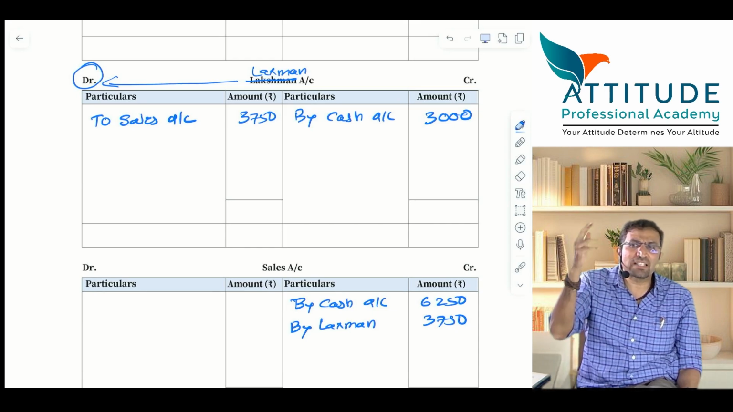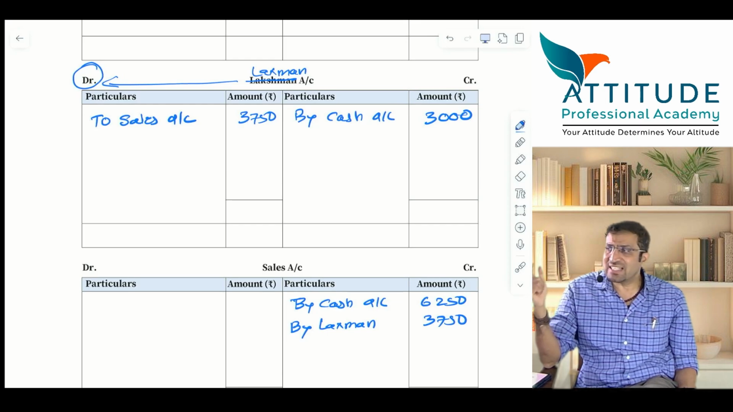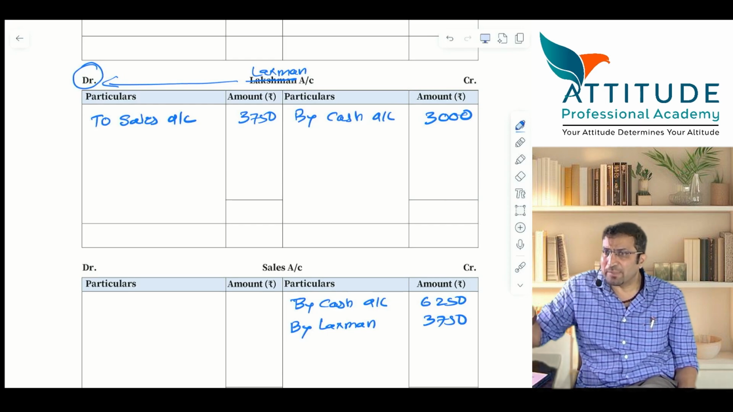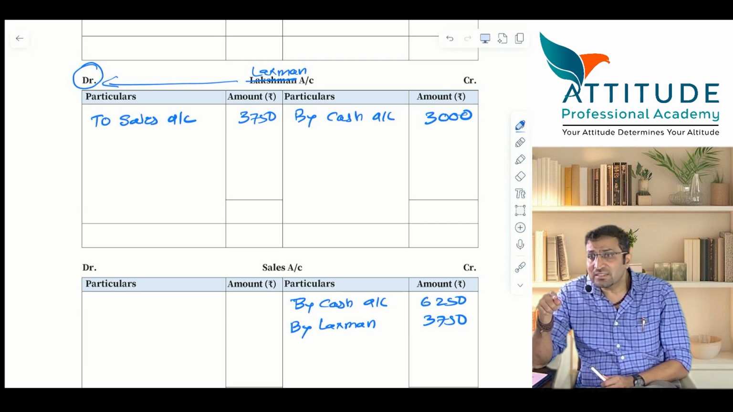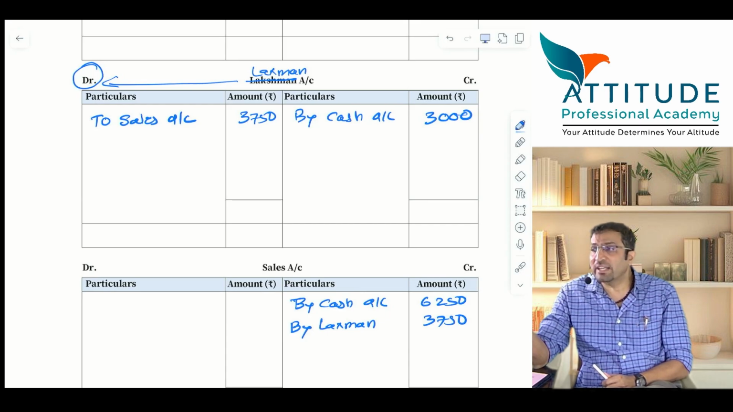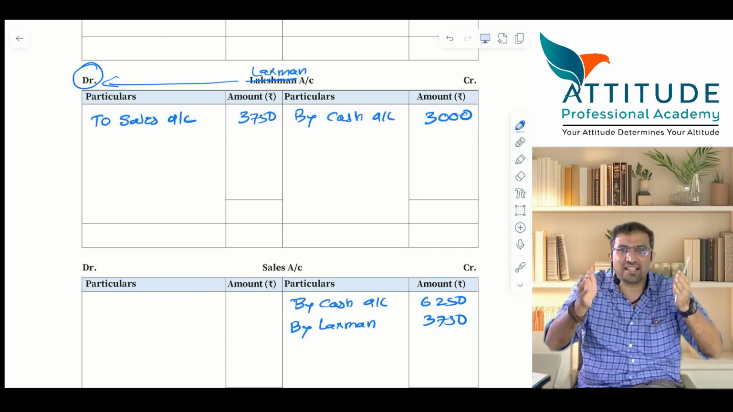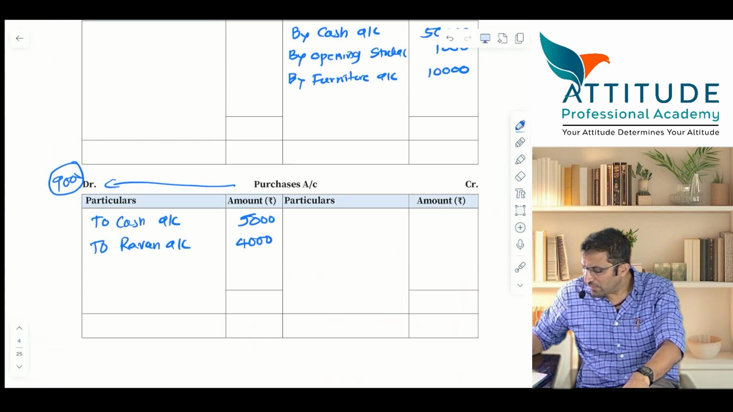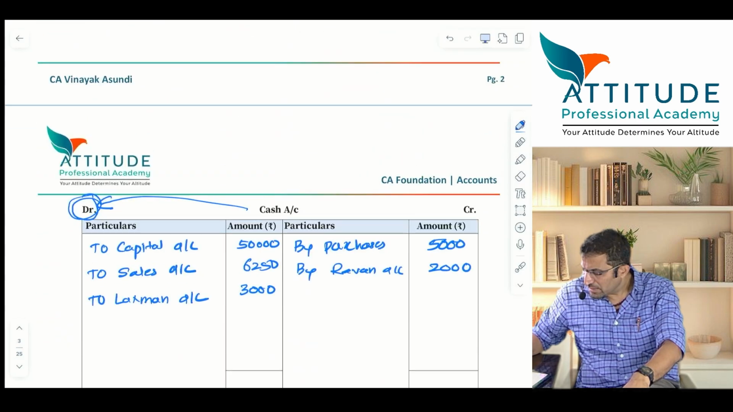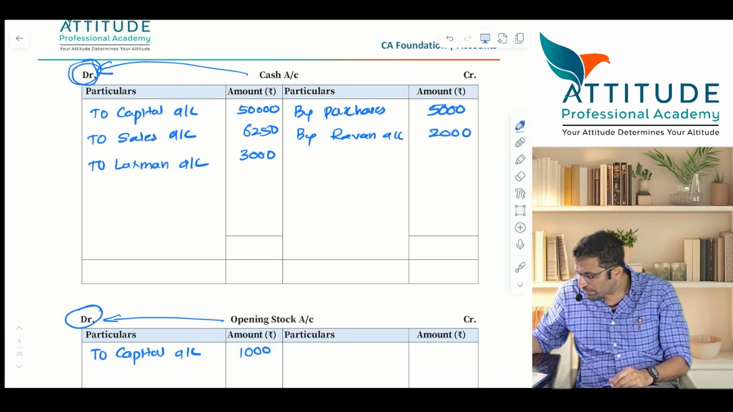Now, repeat the steps once again. First, what did we do? With the help of transactions and events, we passed the journal entries. With the help of the journal entries, we posted them into the ledger. Now, after this comes what? Very good. Ledger balancing. Now, how to do the ledger balancing? One by one. Have a look at it. Go to cash account. All of you, please concentrate.